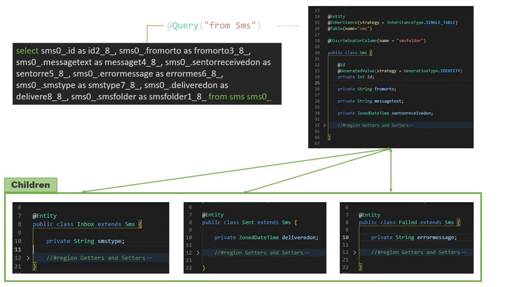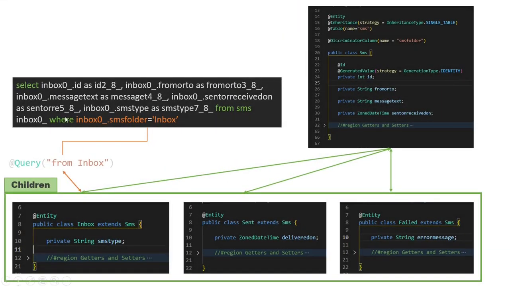The main advantage of this strategy is that it allows polymorphic queries, and the performance of such a query is comparatively faster than others because we are storing all data in a single table and no joining is required to fetch records. You can query parent to fetch records from all children. Like here in this example, we can query all records from SMS entity and Hibernate will generate this SQL query. And similarly, you can query individual child for a specific set of data. Like here in this example, we are querying all records from the inbox, and in response, Hibernate has generated this query putting the discriminator column SMS folder in where condition.